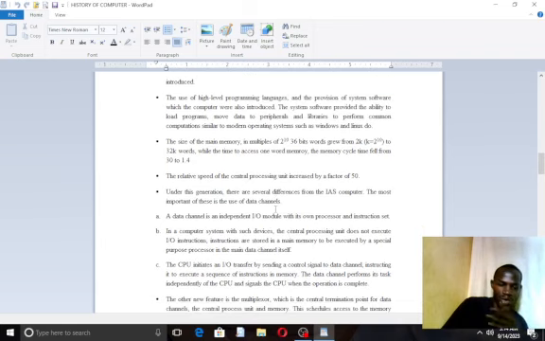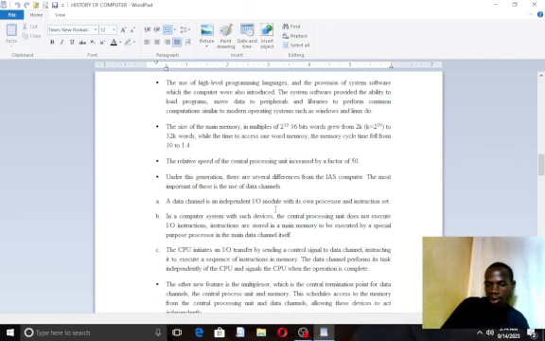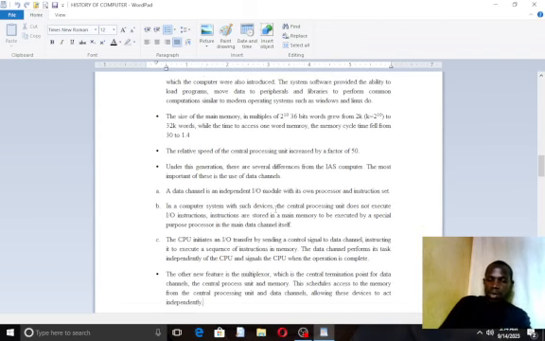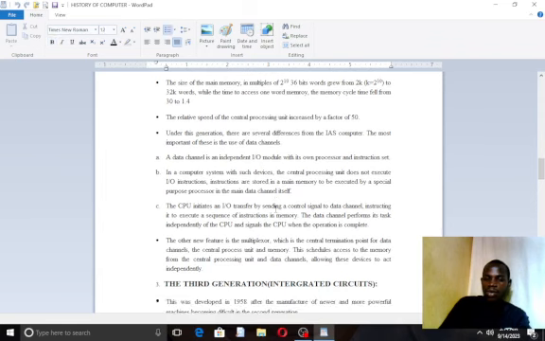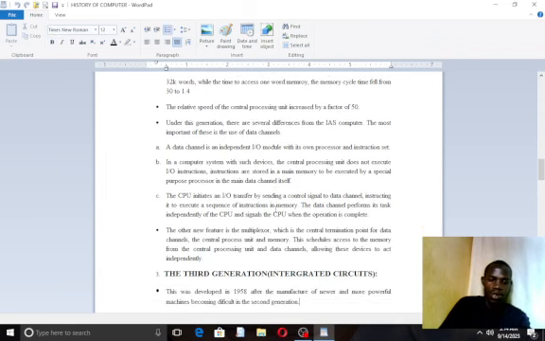In a computer system with data channels, the central processing unit does not execute input or output instructions. Instructions are stored in main memory to be executed by a special-purpose processor in the data channel itself. The CPU initiates an input or output transfer by sending a control signal to a data channel, instructing it to execute a sequence of instructions in memory. The data channel performs its task independently of the CPU and signals the CPU when the operation is complete.